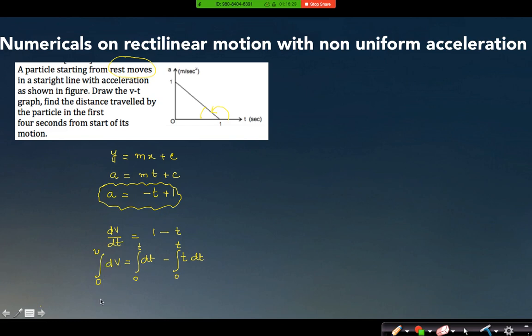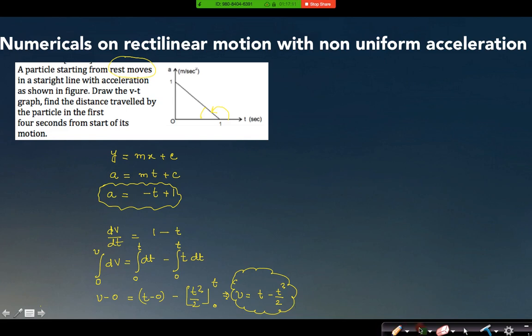So if I integrate this, it will be v minus 0, it will be t minus 0, and it will be t square by 2 from 0 to t. So again the function is becoming v is equal to t minus t square by 2. Every one of you should have got this value. V equal to t minus t square by 2. Have you found this value? This function is correct? Yes or no? Yes, sir.